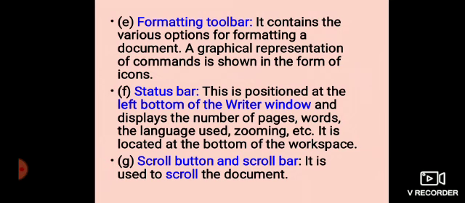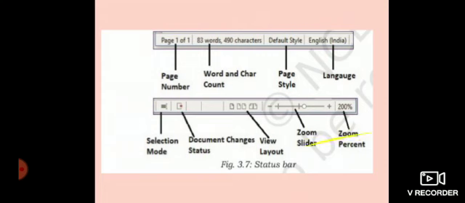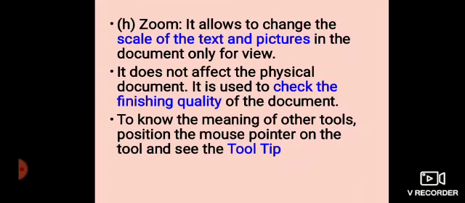Scroll buttons and scroll bars are used to scroll left and right and up and down. That you all know, scroll bars are used to move the page left and right and up and down. Zoom allows you to change the scale of the text and pictures in the document, only for view. In order to have a clear final finishing quality of the document, you can use the zoom option. Suppose you are unable to see the errors, you can just zoom in and find out whether any errors are present in the document.